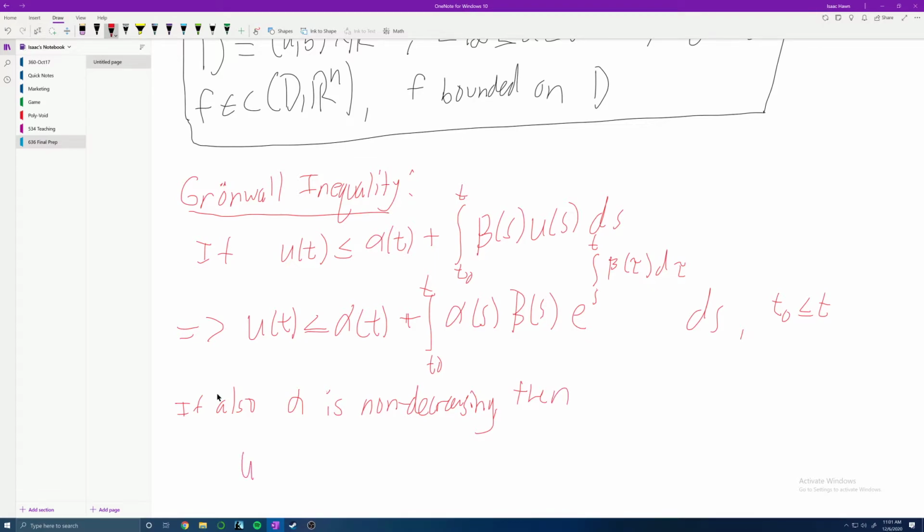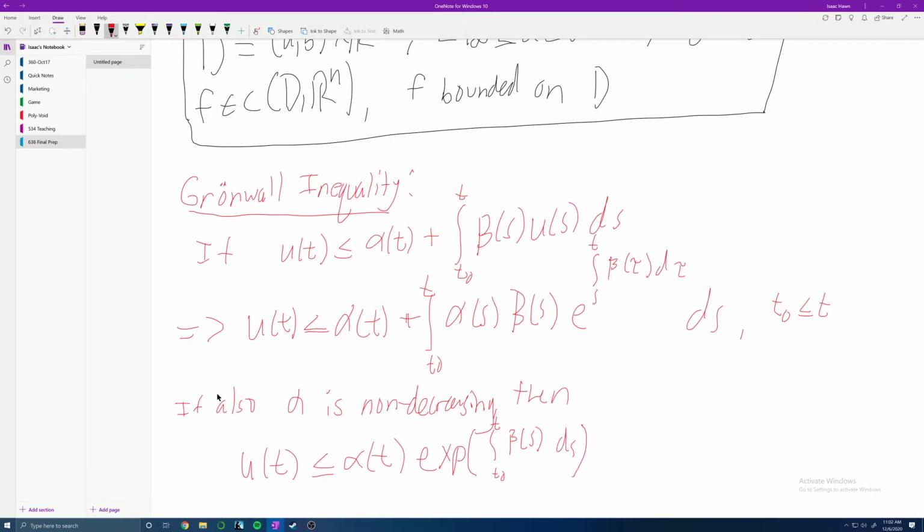We have u of t less than or equal to alpha of t times exp, I'll write exp so we can save a little space there, the exponential of the integral from t naught to t of beta of s ds.